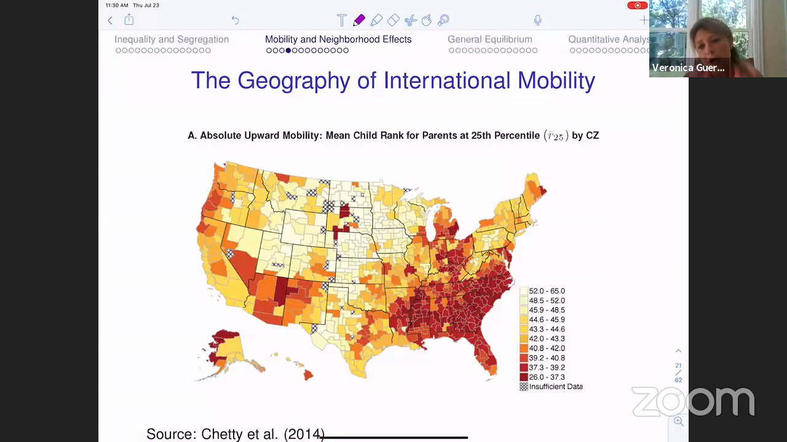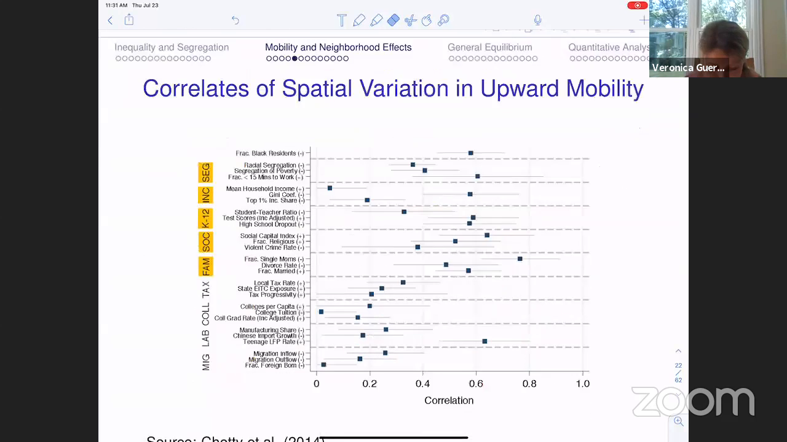And this is a map just to show you that there is a lot of dispersion across the US. This is, again, for the absolute upward mobility measure. In the paper, they do a lot of analysis. They show relative mobility, rank-rank correlation, and so forth. And you can see that in general, these measures are pretty correlated. That's why I just show you one, but there is a lot of dispersion across different commuting zones. This paper is for commuting zones in the US.